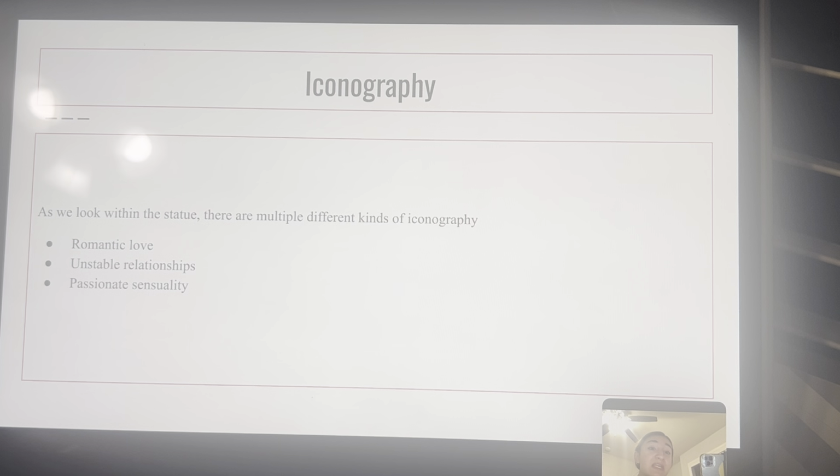The second one is unstable relationships. The way that the statue is leaning towards the left side shows us that their relationship might have been built so quickly that they can fall more easily in love. And the third and final one is passionate unity. This is the way that the man's body is more muscular and the female's is more firm. This shows us the sense of passion within the statue.